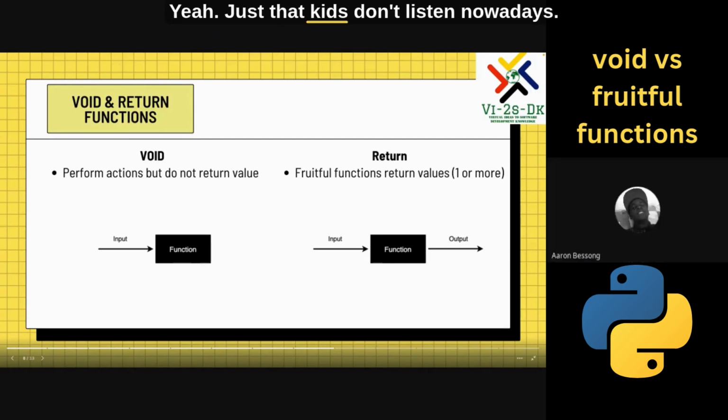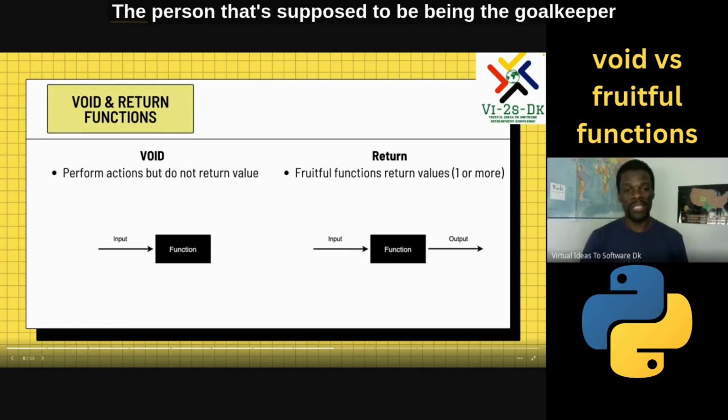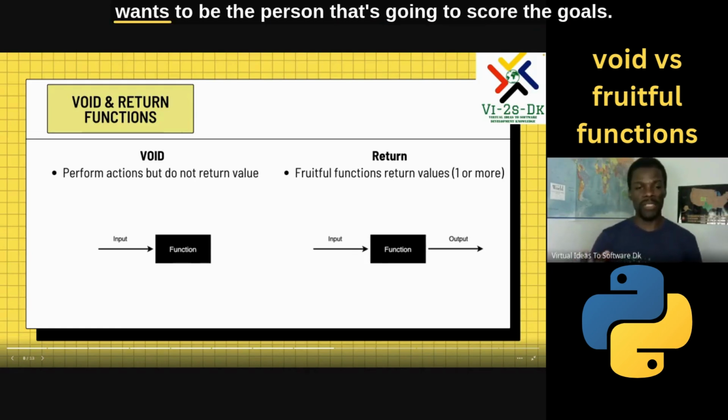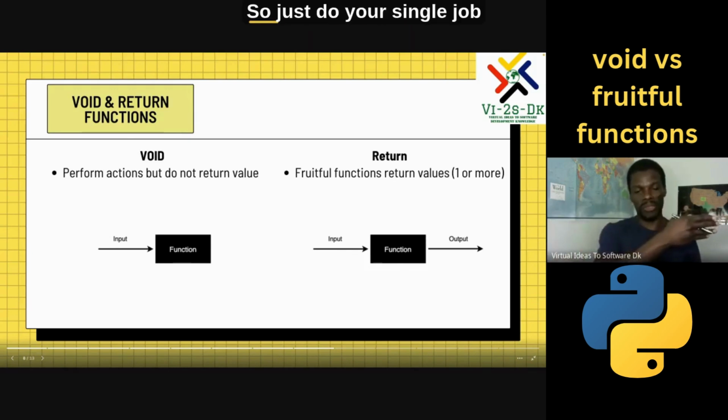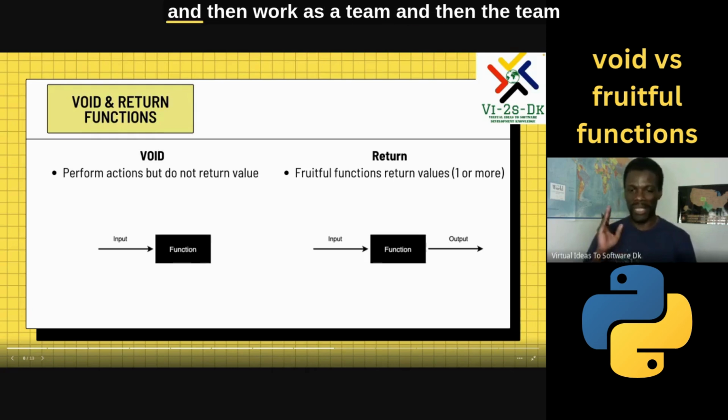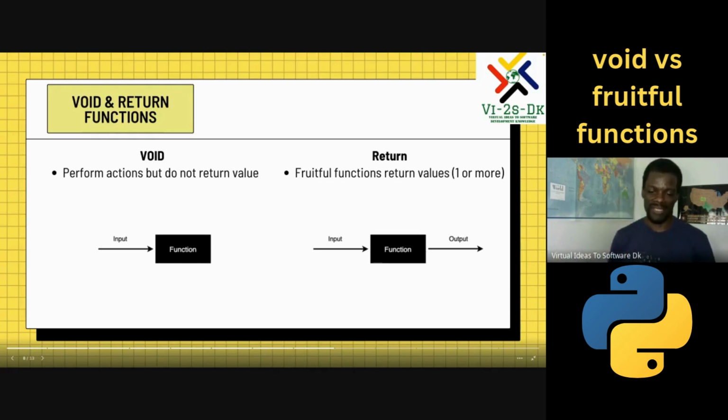Yeah, just that kids don't listen nowadays. So adults don't listen too. The person that's supposed to be the goalkeeper wants to be the person that's going to score the goals. So at the end of the day, if you miss scoring the goal, they score on your own post. So just do your single job and then work as a team, and then the team succeeds.